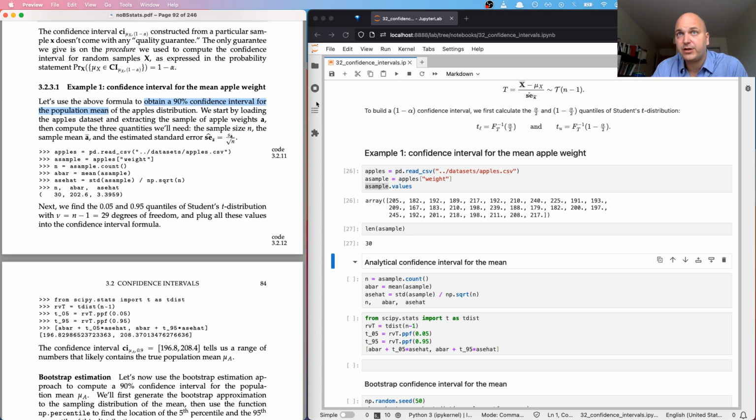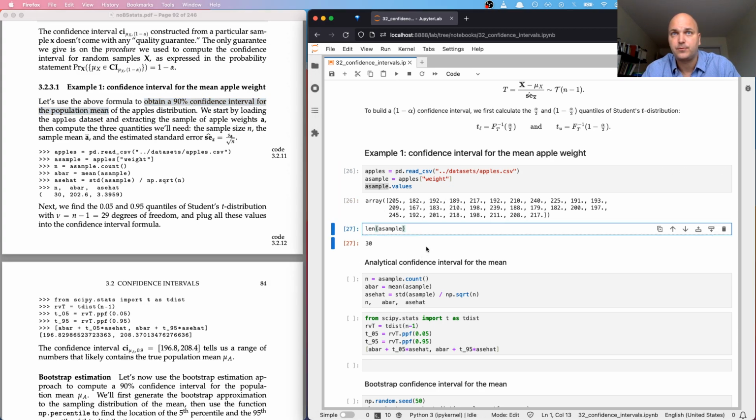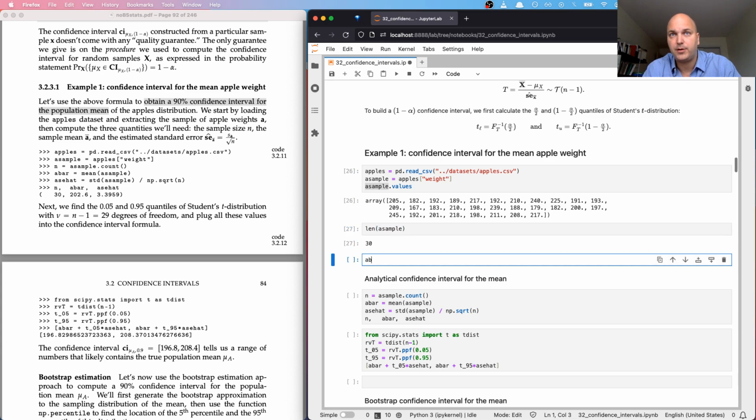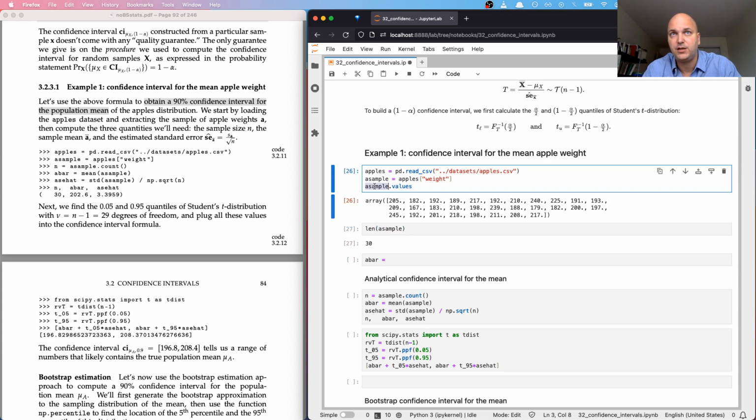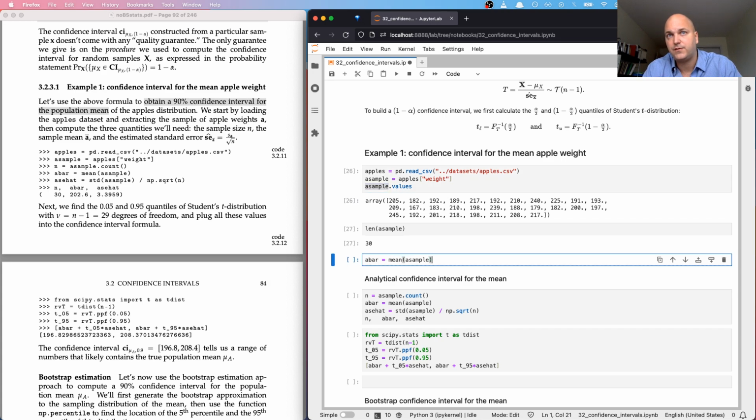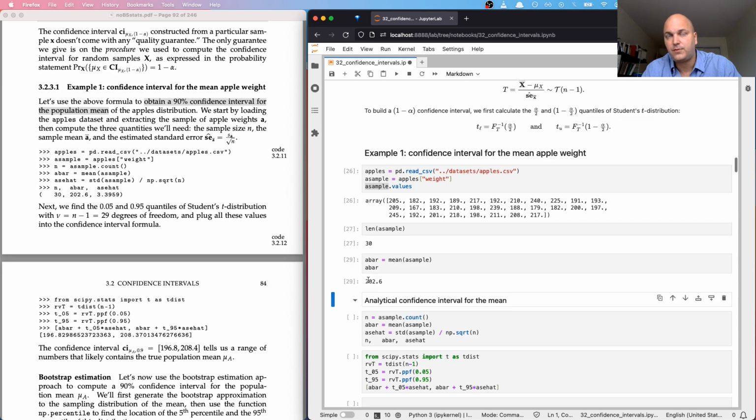If you look here, let's compute the sample mean, A bar, the mean of the sample. So roughly, I think the apples are roughly 200 grams on average. But it's much more interesting to know a confidence interval. Okay, so we're just going to apply the formula.